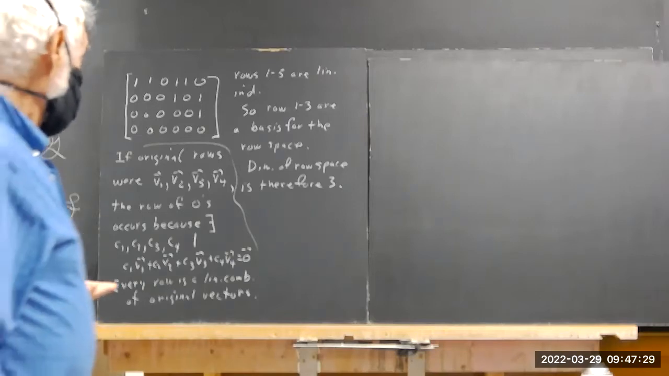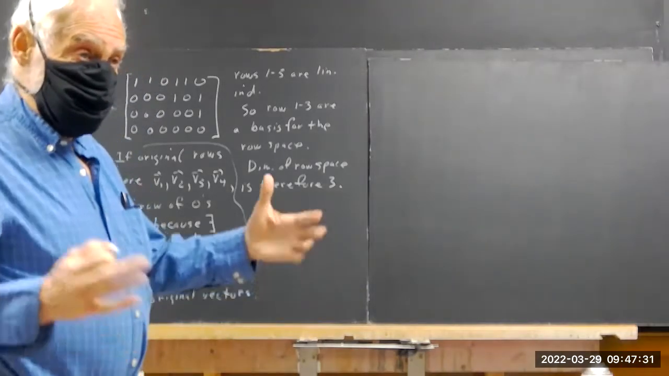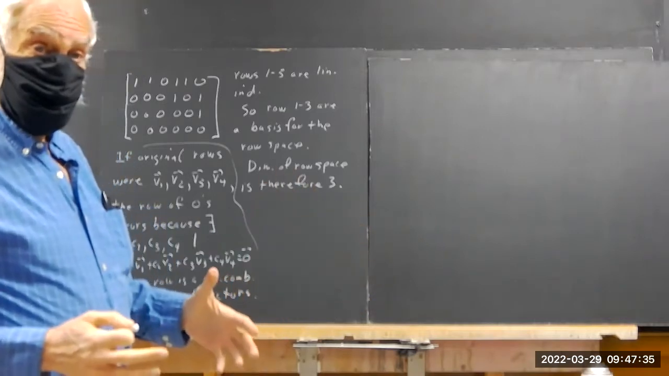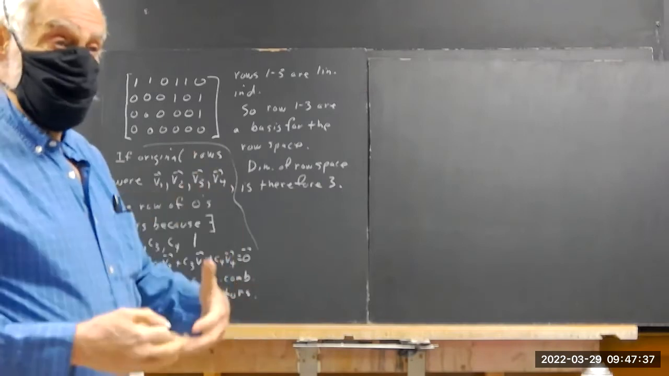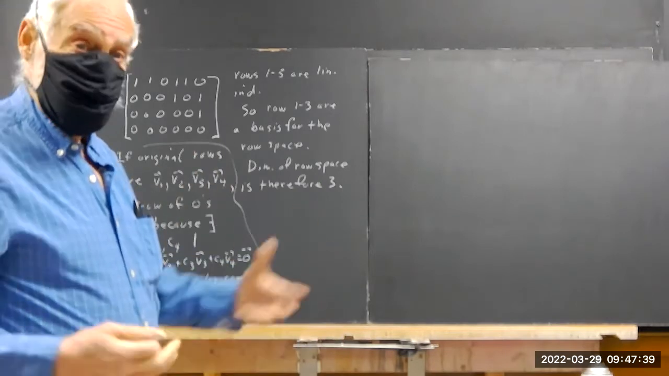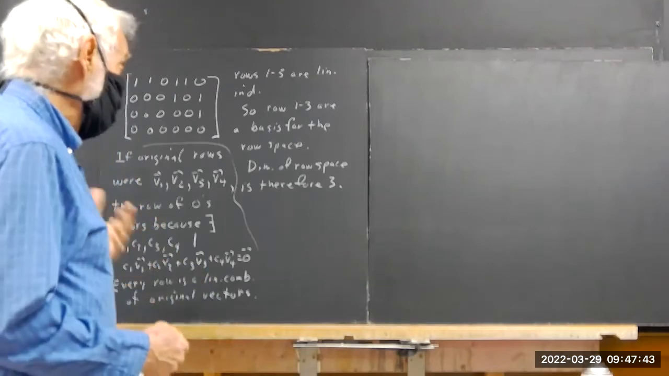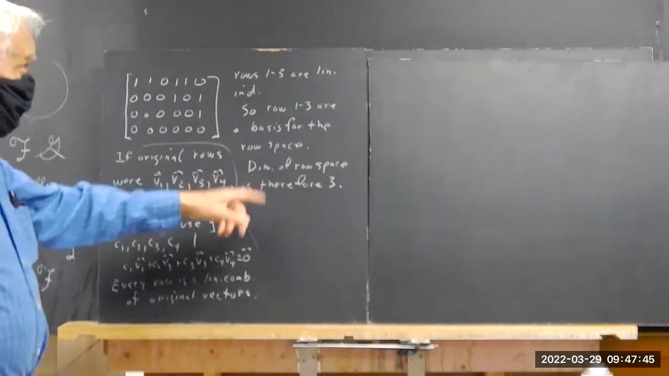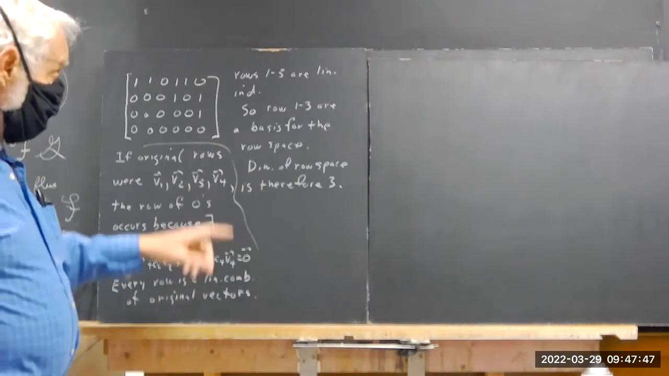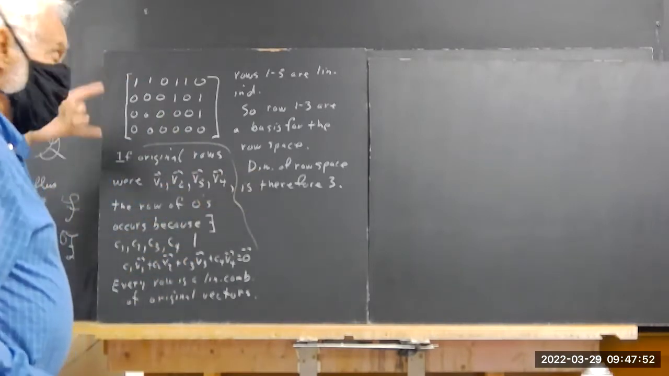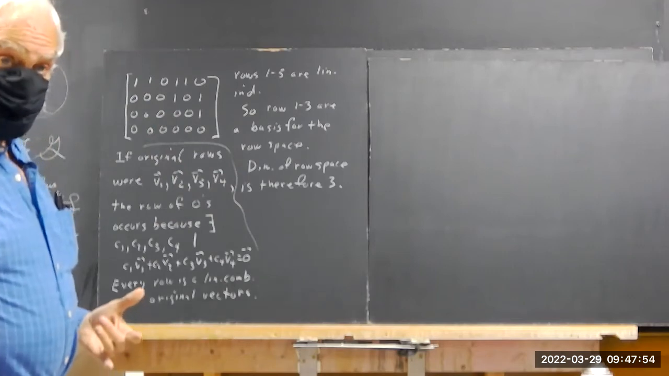In other words, if you have a linearly independent subset of a given set of vectors, then the number of vectors is the dimension of the space, because that's how dimension is defined. Or the dimension of the subspace. Okay, the row space. Well, in this case, the row space spans the entire set.